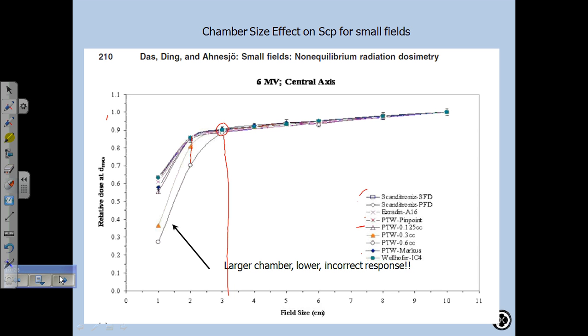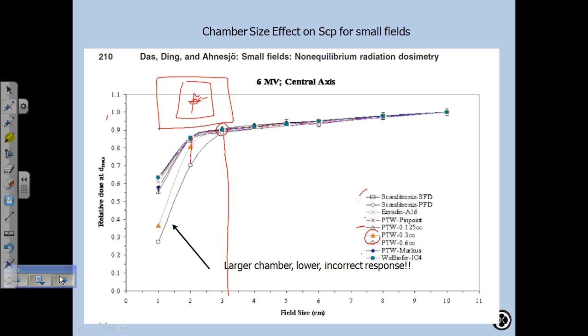But anyway, these two are the biggest chambers, and those are the ones showing the largest difference between their readings and the other readings. The reason this drops off so quickly is that if we look at our field size, a beam side view of the field size with the chamber in the center, as the field gets smaller and smaller, we start to lose scatter into the chamber. As it gets very small, that scatter component drops extremely quickly, because then the air in the chamber becomes comparable to the field size, and there's no scattering air.